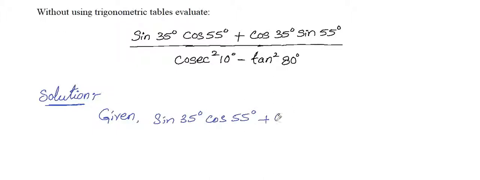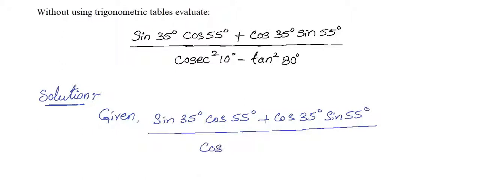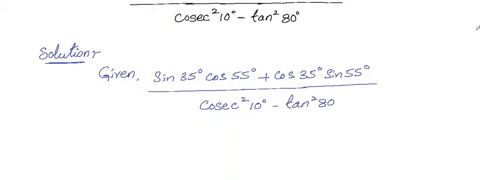Given (sine 35 degrees cos 55 plus cos 35 sine 55) whole divided by (cosecant square 10 minus tan square 80). See, the numerator is in the form of sine A cos B plus cos A sine B. So write that formula: sine A cos B plus cos A sine B equals to sine (A plus B).